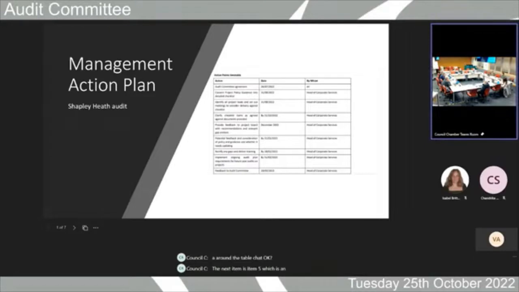Item 5, which is an update on the Shapley Heath audit review, which I think, Isabel, you're going to lead. Yes, yeah. Thank you.